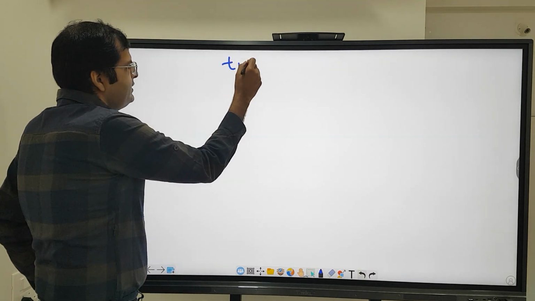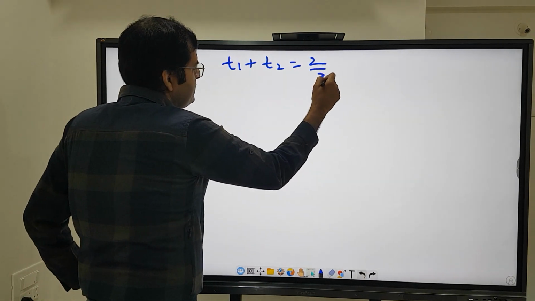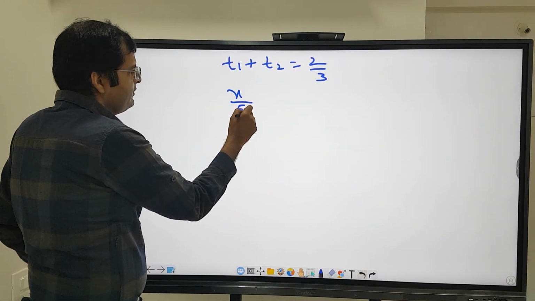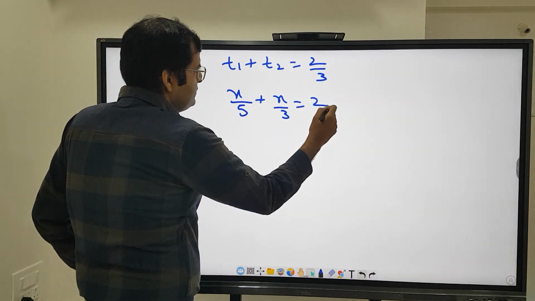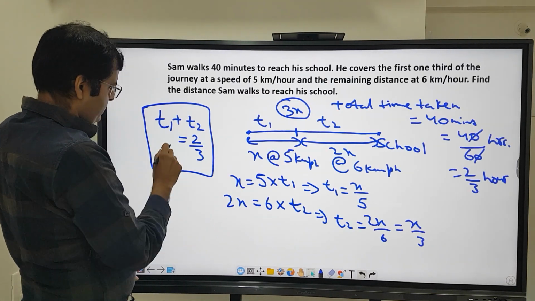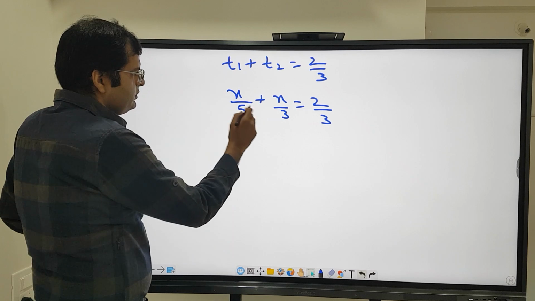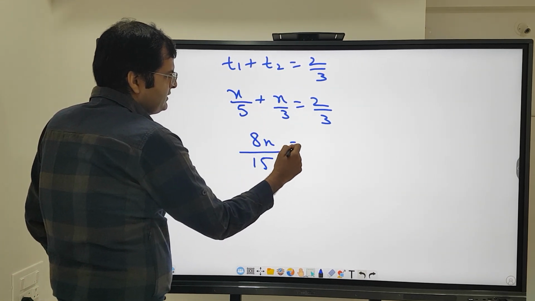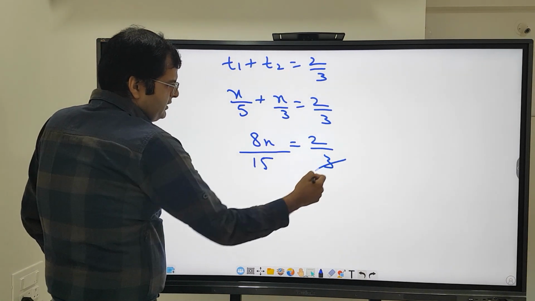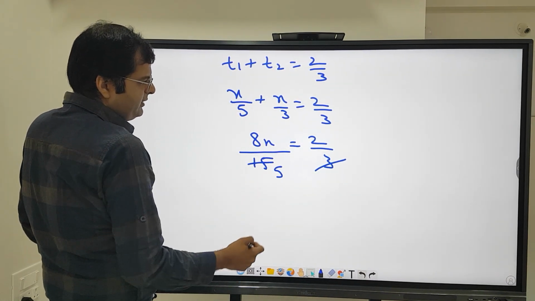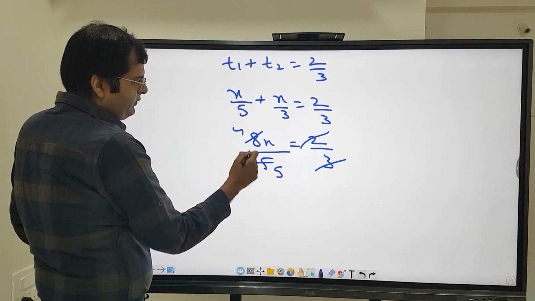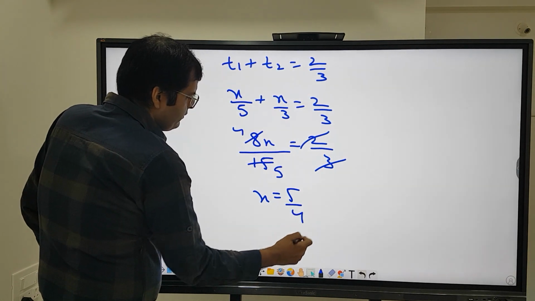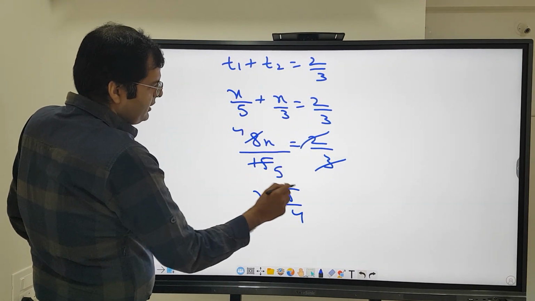So we know that T1 plus T2 is equal to 2/3. T1 is x by 5, so this becomes x by 5 plus x by 3 is equal to 2/3. Here 15 is the LCM. This becomes 3x plus 5x, which is 8x, over 15, equal to 2/3. So this 3 goes and this is 5, and this 2 goes and this becomes 4. So 4x by 5 is equal to 1, or x is equal to 5 upon 4. So x comes out to be 5 by 4.